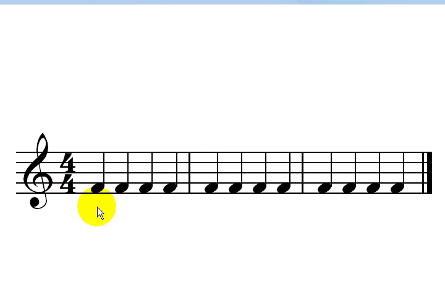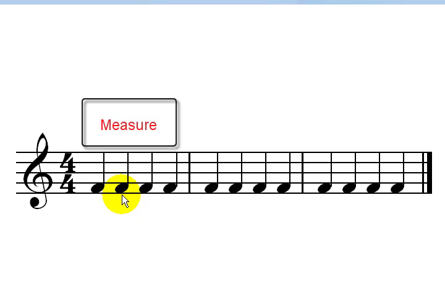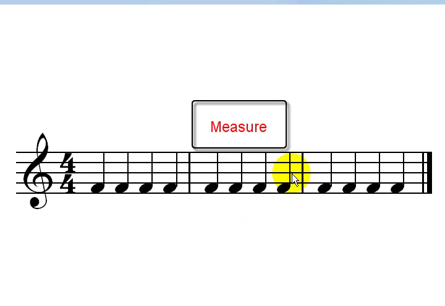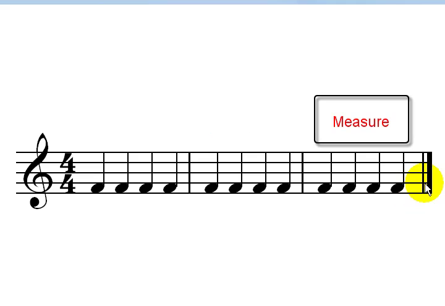So we can see that we have one, two, three, four quarter notes. Then we have a bar line. And when we have the bar line, we have one measure. And then we start again. One, two, three, four. We have four quarter notes, so we have one measure here, and then we have a bar line. And in the last measure, we have again four quarter notes and the double bar line, which comes at the end of a musical piece.